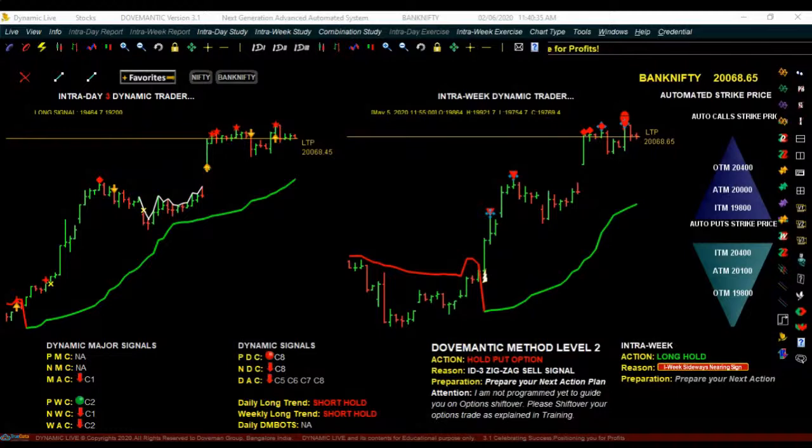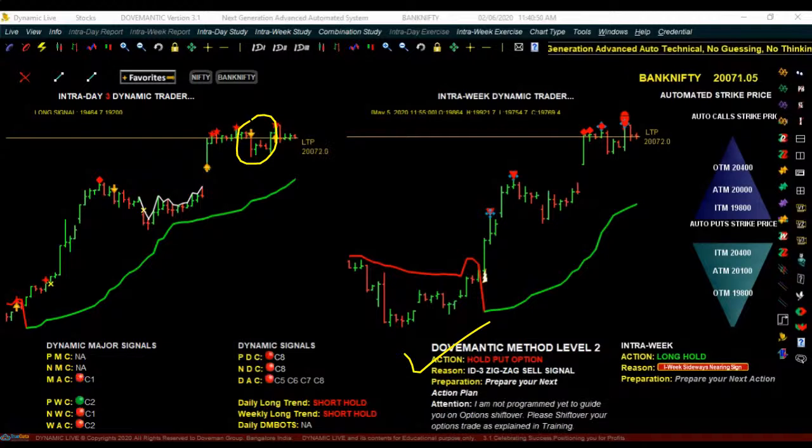But then, hey, being a beginner, now all that you are supposed to do is just read what's written in the action. Now it is written as hold put option. Now let's assume at this point it was clearly written as buy put option. Now your job is to just read it loud.